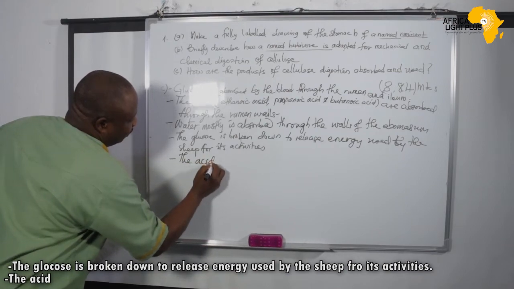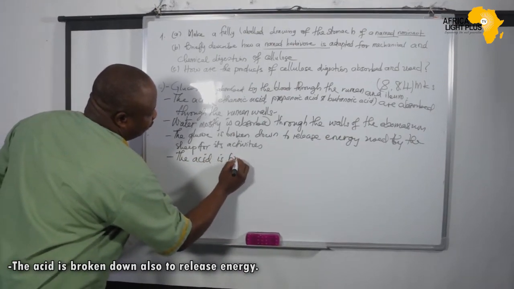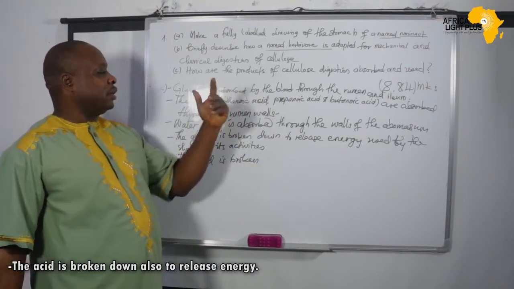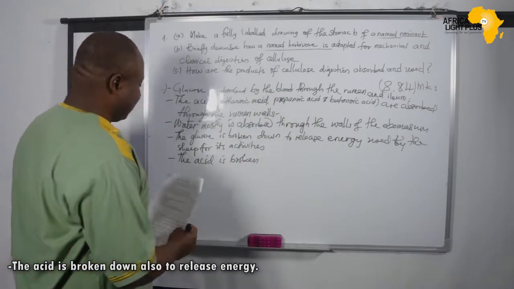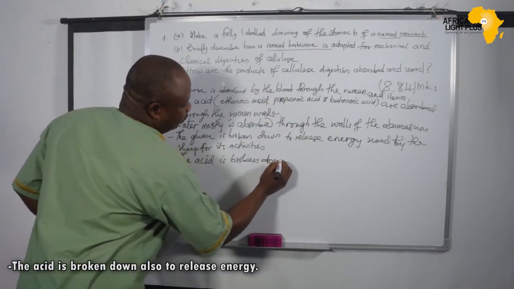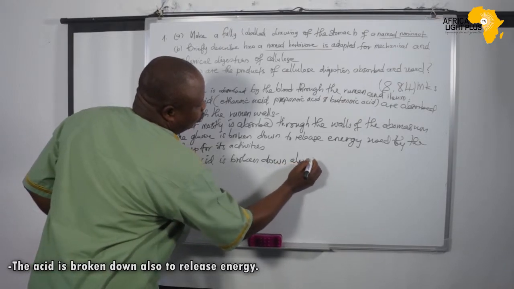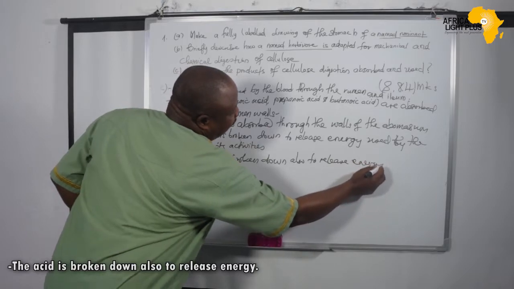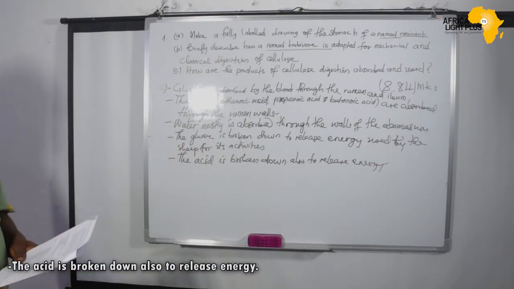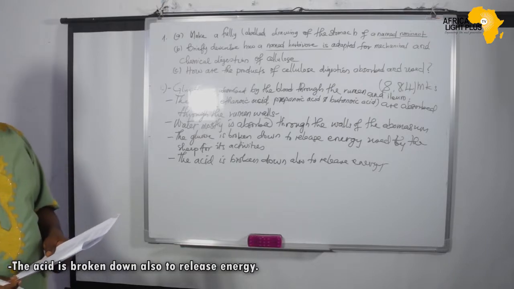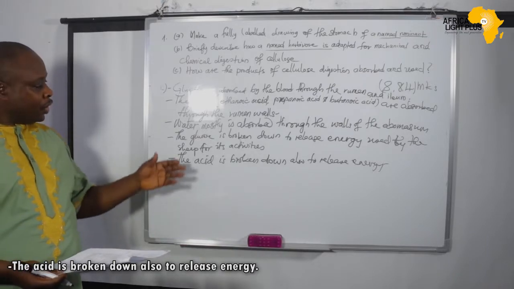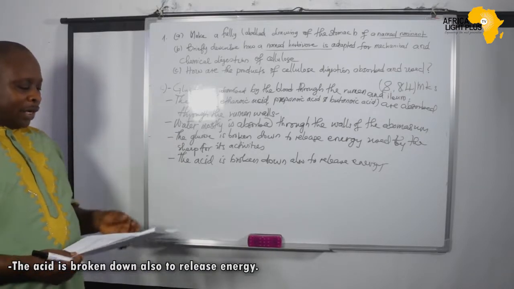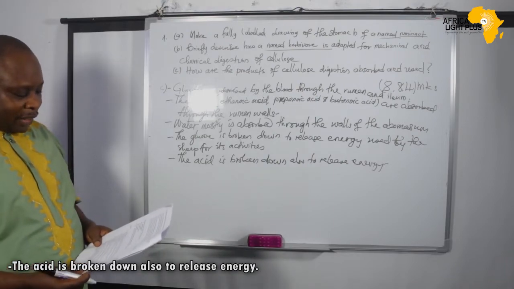The acid, whether it is ethanoic acid, propanoic acid, or butanoic acid, is also broken down to release energy. So these are the major source of energy for our sheep.